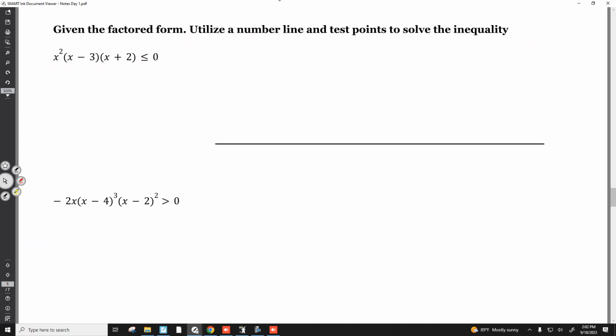Don't you dare jump ahead and use previous knowledge like of multiplicities yet. Please locate the zeros and use test points to find the signs of your intervals and to solve this inequality. Go.